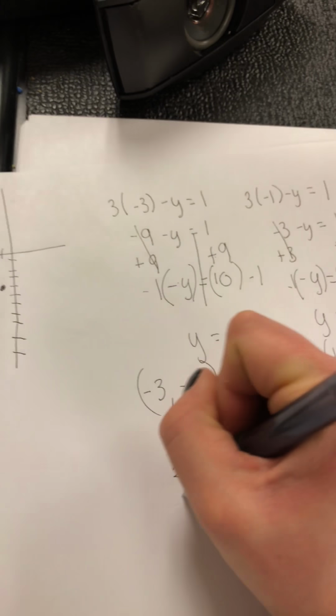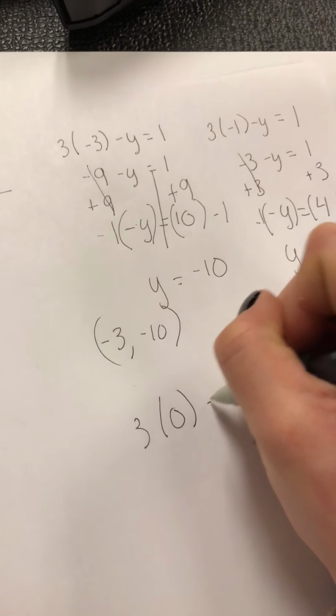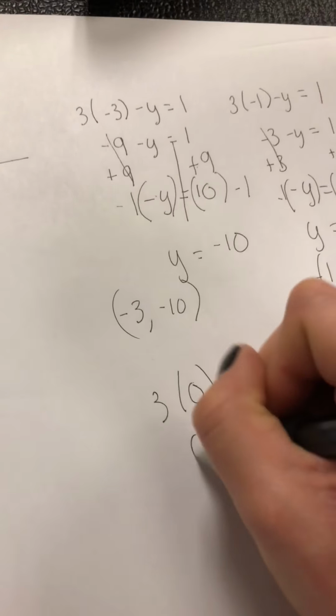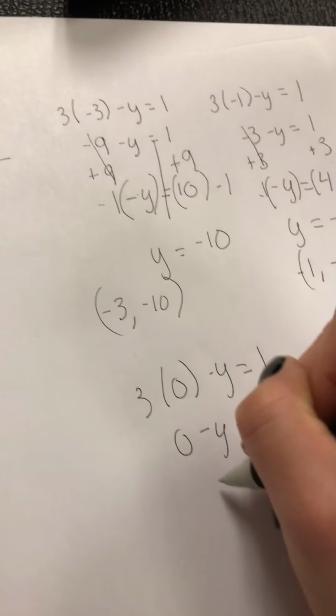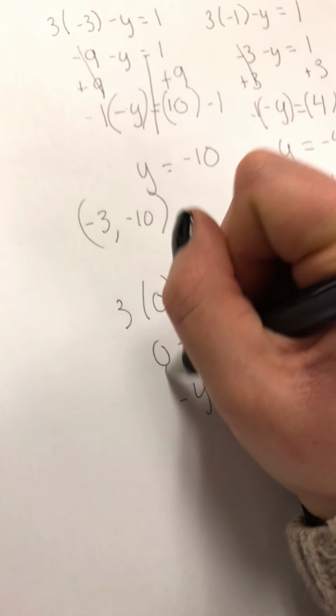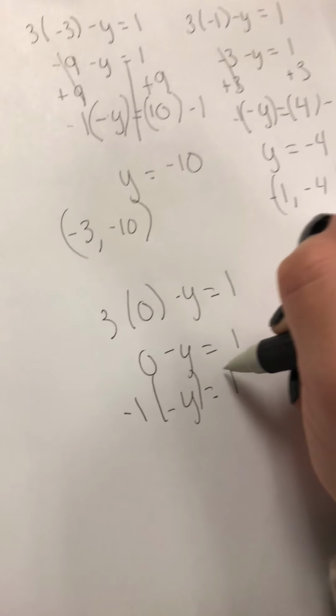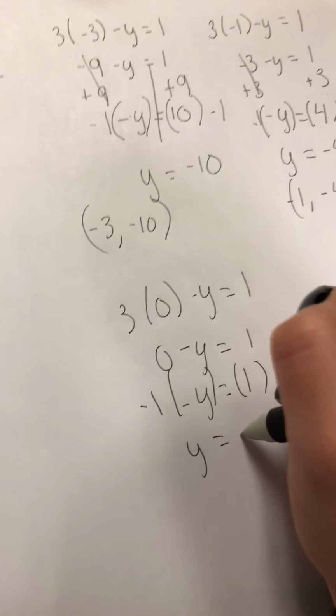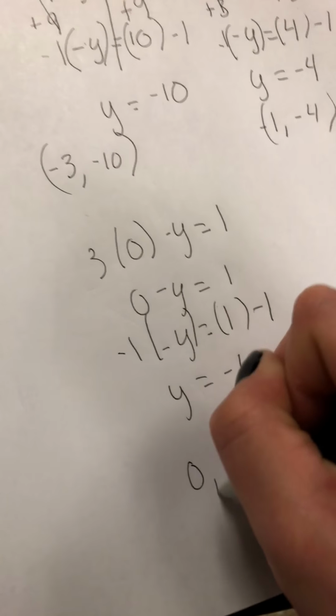My next value is 0. So I take my 3 times 0 minus y equals 1. 0 minus y equals 1. -y equals 1. Is -y close enough? Nope. Multiply by -1. Positive y equals -1. So when x equals 0, y equals -1.